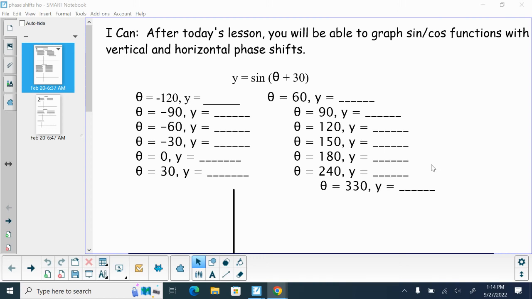Right, today we're going to start talking about phase shifts. We've dealt with amplitude, we've dealt with period, and we've dealt with some shortcuts with respect to amplitude and period. Today we're going to start working with the idea of phase shifts. We're going to do basically the same thing that we did before. We have values of theta, and we're going to sub in for values of theta and solve for y.